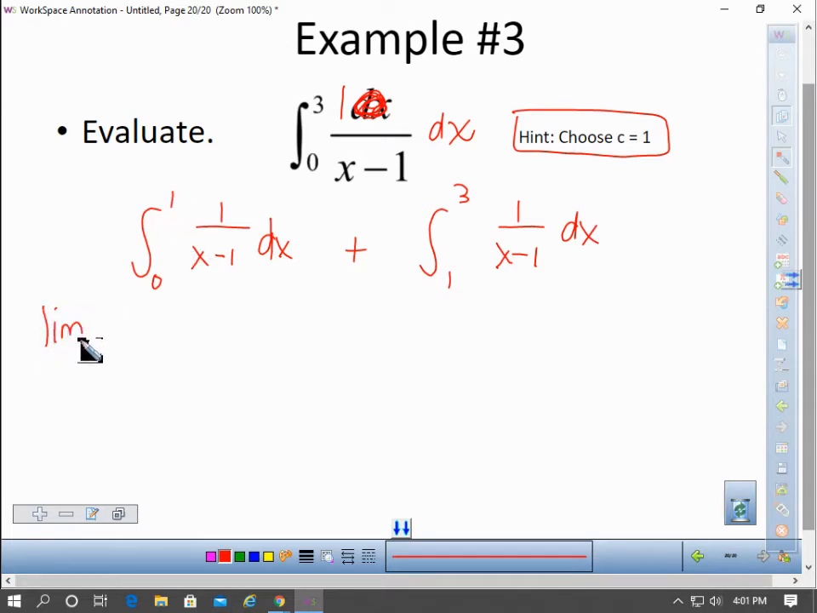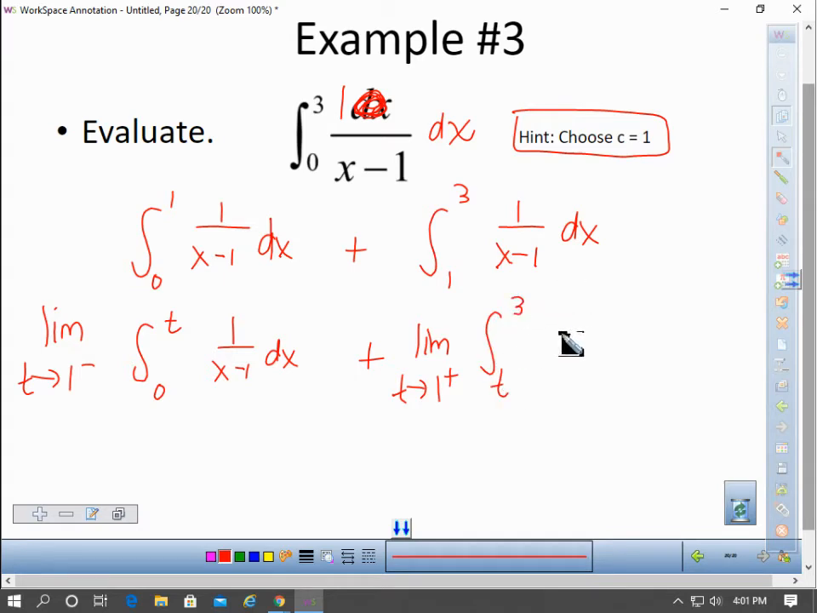So for this one, we're going to take the limit as t approaches 1 from the left and replace that with a t. And then on this one, I can't have 1 as an endpoint either, because when you put 1 in here, it's going to blow up. So I have to replace that as well. I'm going to let t approach 1 from the right side, because this is the left-hand side of my limit, so I have to approach it from the right side. And then put a t here, t to 3 of 1 over x minus 1 dx. All right, so now I've done that. I've replaced my problem childs with the correct limit values, okay?